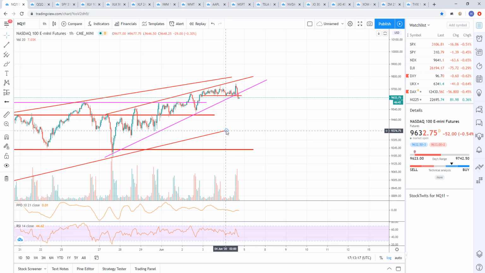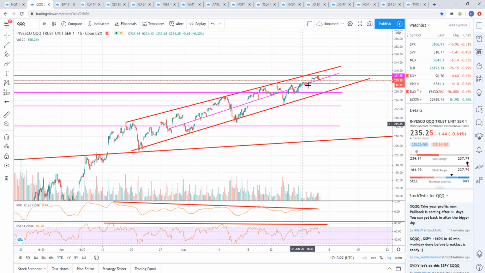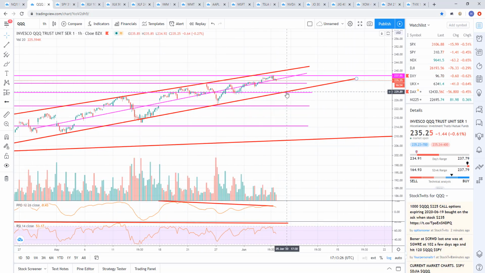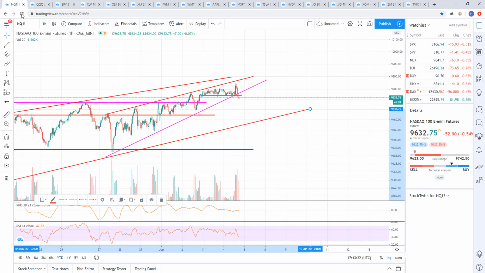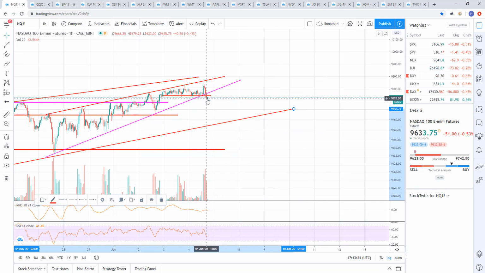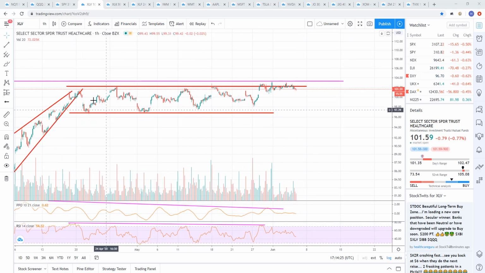So I think that sets us up to move to the bottom of the channel right here. That puts us for a move down here, which probably sets the Qs up for a move down to the bottom of the channel as well. I just want to point that out. I think that might be an opportunity, something to notice, if the futures continue to sell off. XLV, this is just dead money right now. It continues to be dead money sideways.